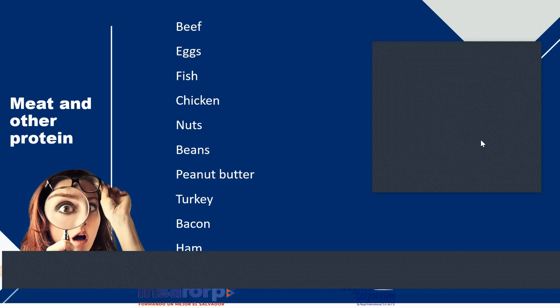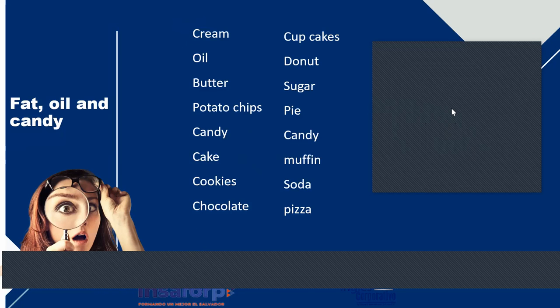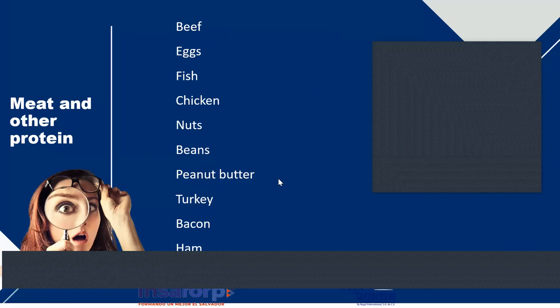Let's go with Teodoro then. Teodoro, can you help me, please? I like fish. I like fish. Excellent. Jamilet Torres. I like. I like bacon. I like bacon. Excellent. I like bacon. And let's go with Maria Sanchez. I like fish. I like fish.